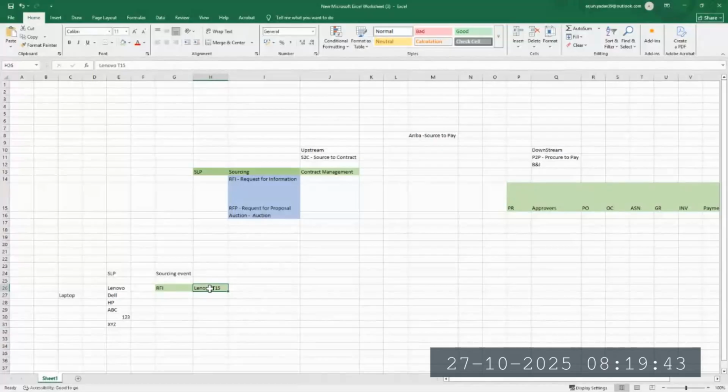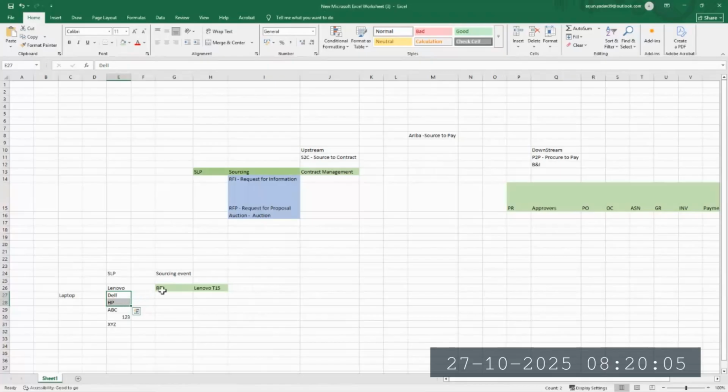So this laptop can be delivered by Lenovo. ABC supplier can also deliver it because he is one of the dealers. 123 supplier can also deliver it, and XYZ supplier can also deliver it. Dell and HP cannot deliver it because they are not authorized to sell Lenovo laptops.